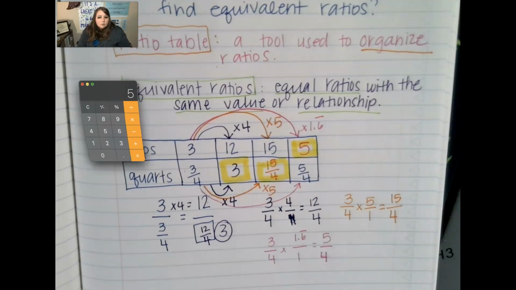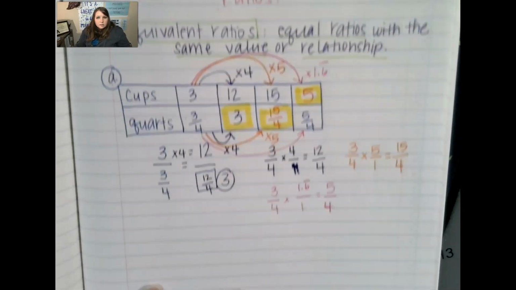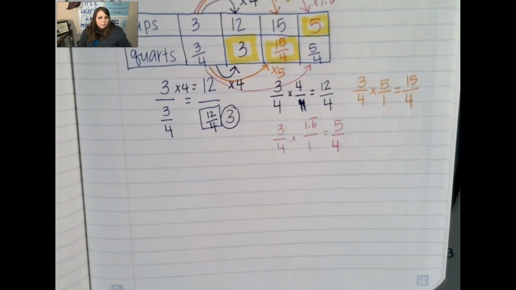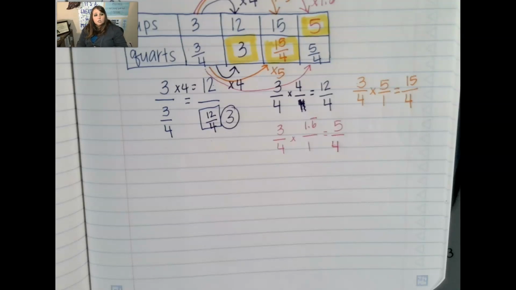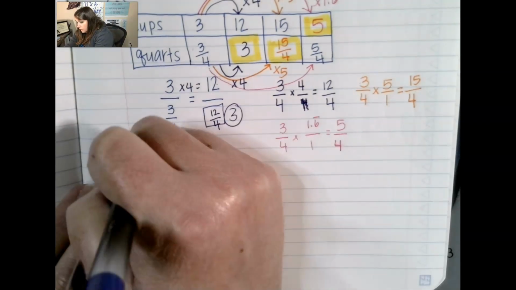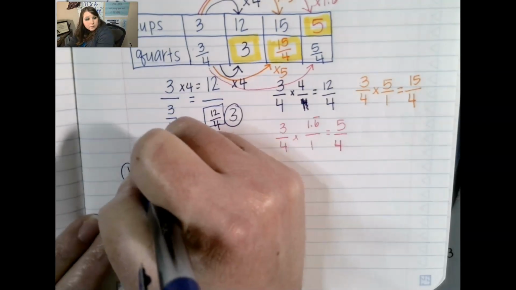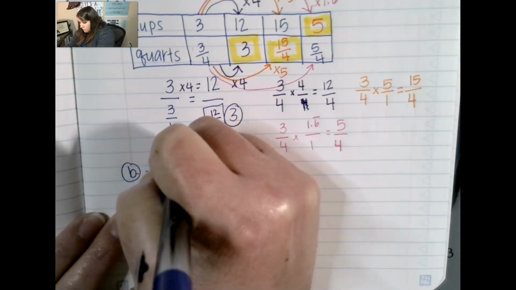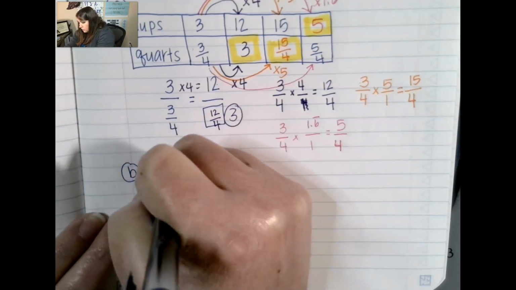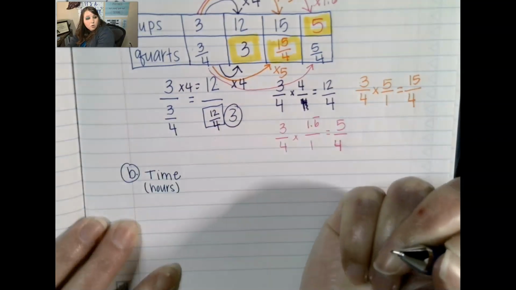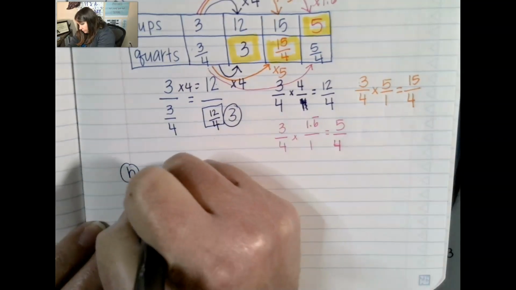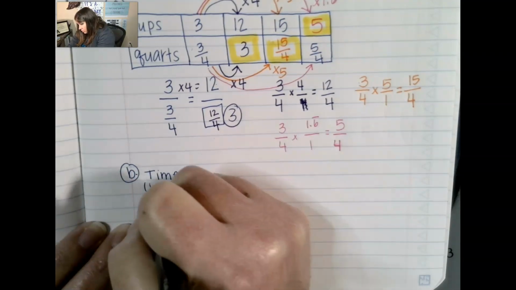This time I'm going to get rid of my calculator there. And let's do another example. Example B, again, we're going to use a ratio table to help us. And in this ratio table, we are comparing time to money, so hours to dollars. So for example B, we are going to compare time in hours over money in dollars.